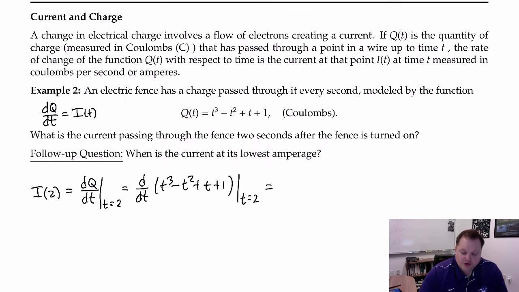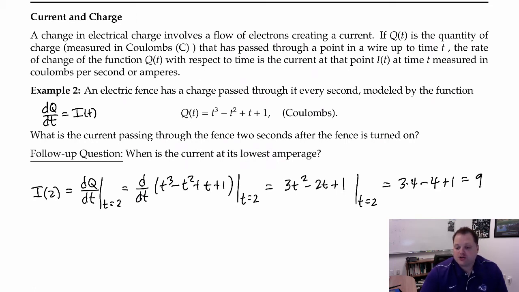So let's take the derivative first. Remember, you always take derivatives before you evaluate. So if I take the derivative first, we've got 3t squared minus 2t plus 1. And we're going to evaluate that at t equal to 2. So plugging in t equal to 2, I get 3 times 4 minus 4 plus 1. 12 minus 4 is 8, plus 1 is 9. So make sure that you're using the correct units here. The units for current are amperage. So 9 amps of current.